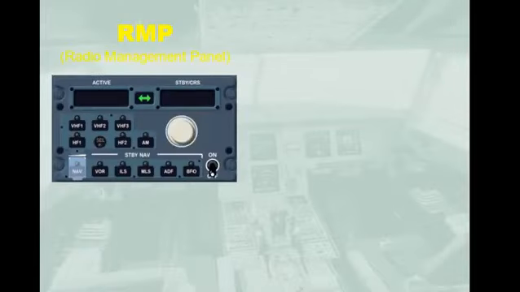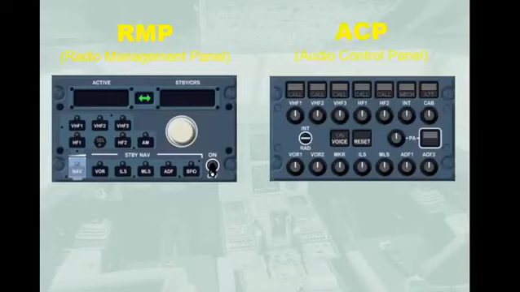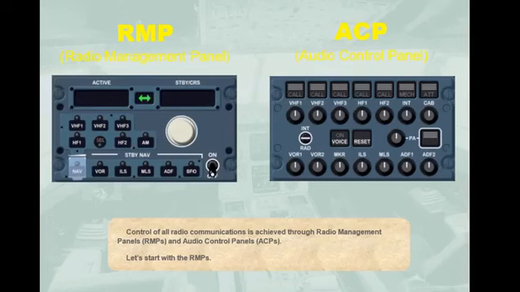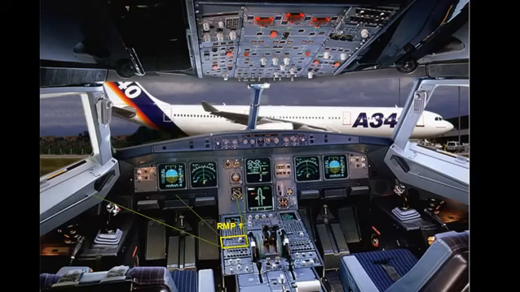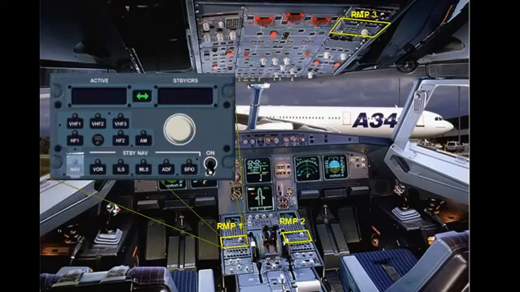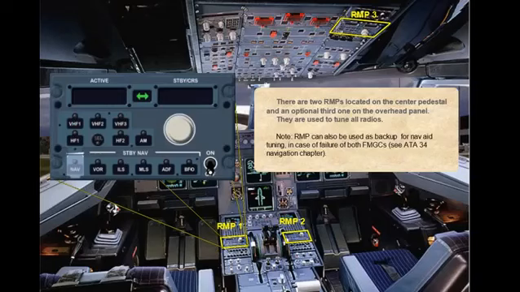Control of all radio communications is achieved through radio management panels, RMPs, and audio control panels, ACPs. Let's start with the RMPs. There are two RMPs located on the center pedestal and an optional third one on the overhead panel. They are used to tune all radios. Note, RMP can also be used as backup for nav aid tuning in case of failure of both FMGCs. See ATA 34 navigation chapter.